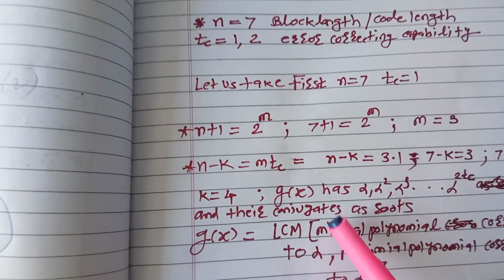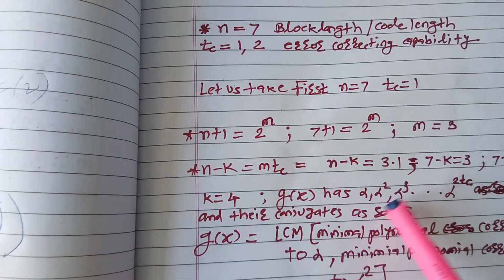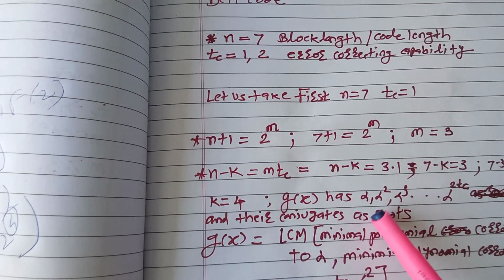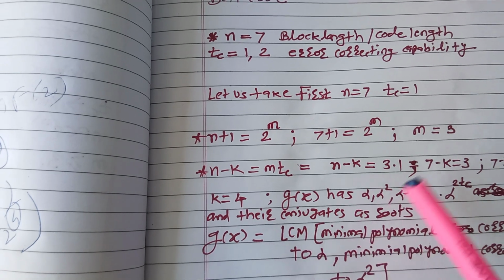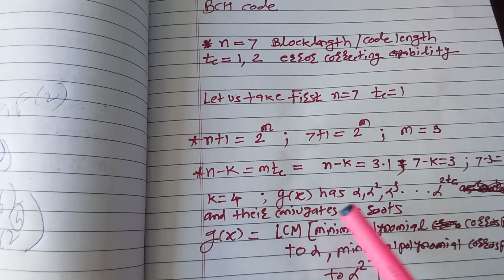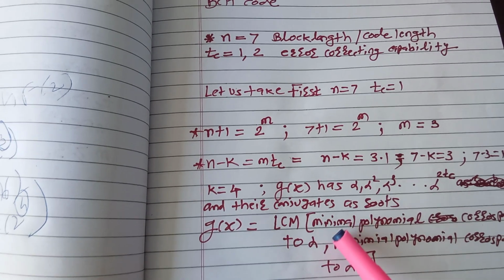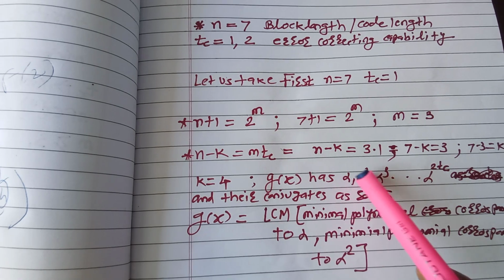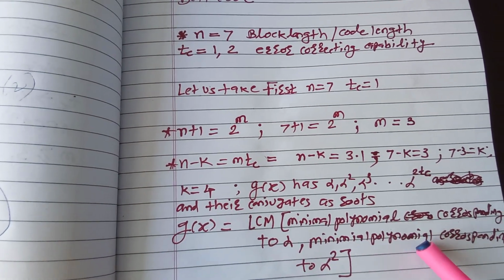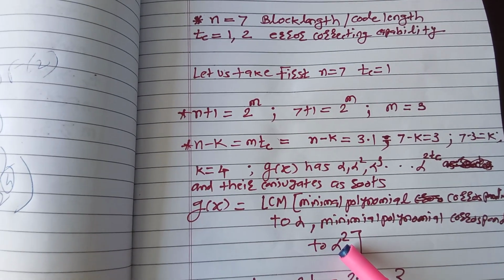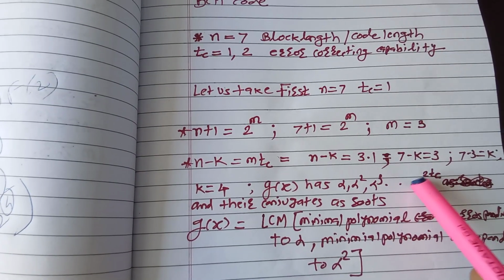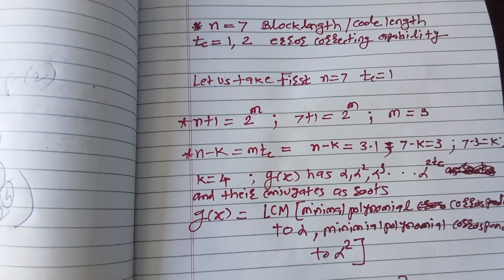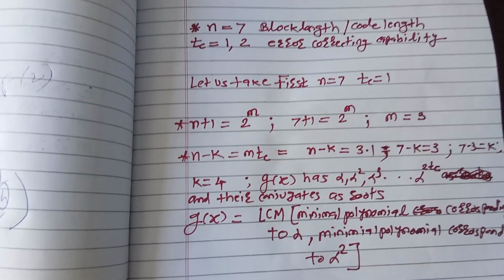So g(x) has these roots, that means the minimal polynomial also has these roots. So you can utilize minimal polynomials corresponding to that root for finding g(x). That's why we are using minimal polynomials. So the minimal polynomial corresponding to alpha, then the minimal polynomial corresponding to alpha square. Only these two. Why? Because 2tc is equal to 2 into 1, that is tc is 1. So alpha square only.